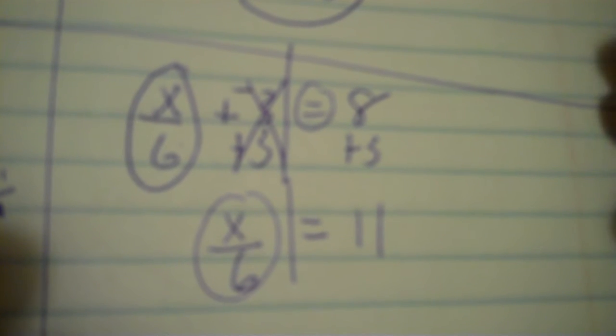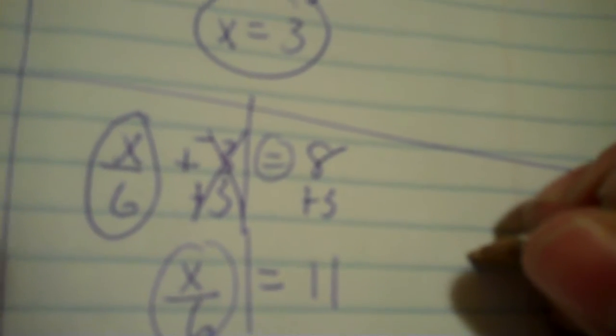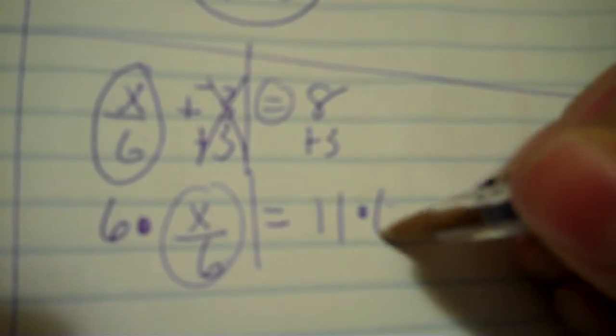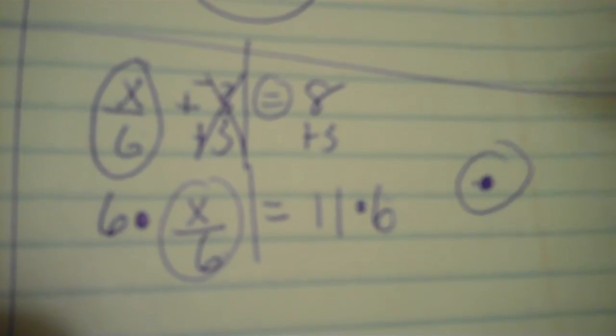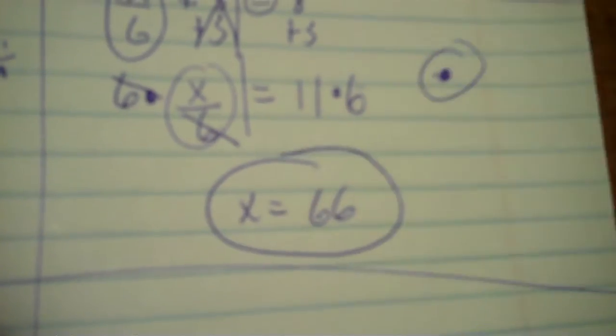So I've divided by. The opposite of divided by is times, so we see division, so we need to multiply. So I put a dot on both sides, and I put 6. So if I see division, I'm going to multiply. So then the 6's cancel, and then x equals 11 times 6, which is 66.